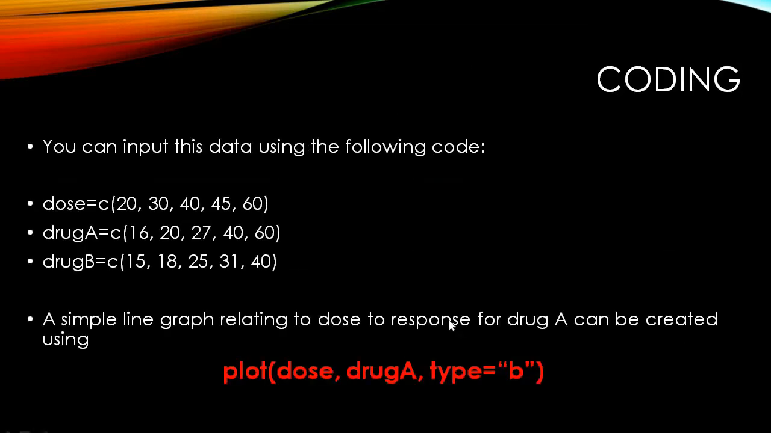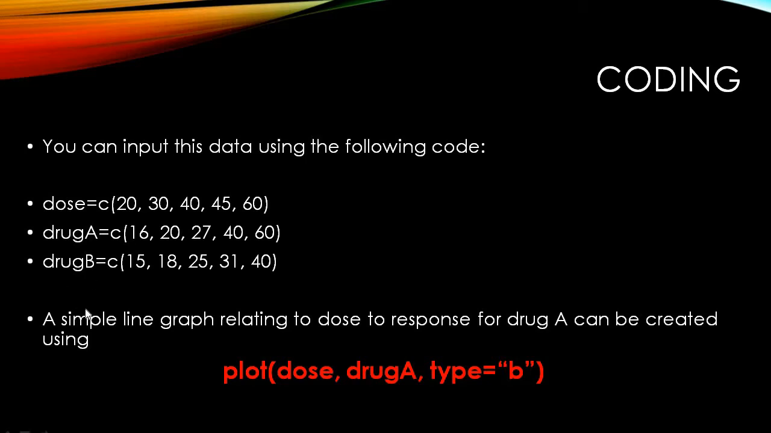Now, how do I do the coding? Let us say first I have to create the various vectors. First I create a vector for dose, the various doses, and then a vector for drug A. These are the various values. Likewise, drug B. These are the various values. Right now I'll be building a simple line graph, so I'll not be using drug B. I'm not comparing. In the forthcoming sessions, I'll make the comparison as well. But right now, I'll be just constructing a line graph for drug A.